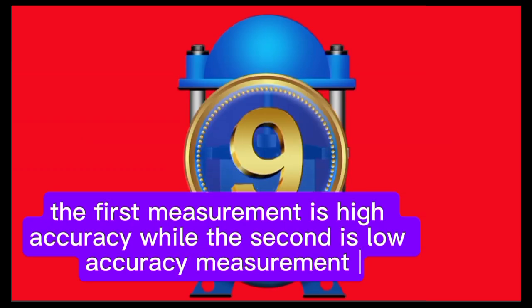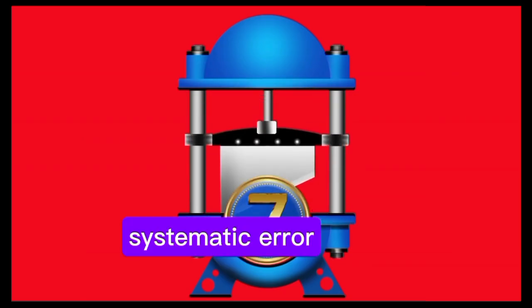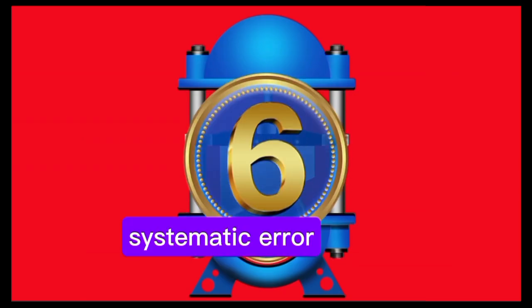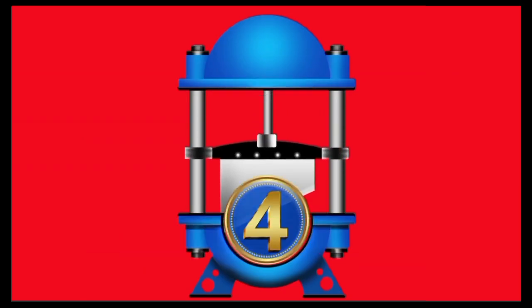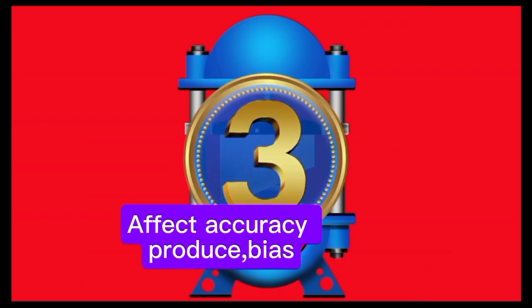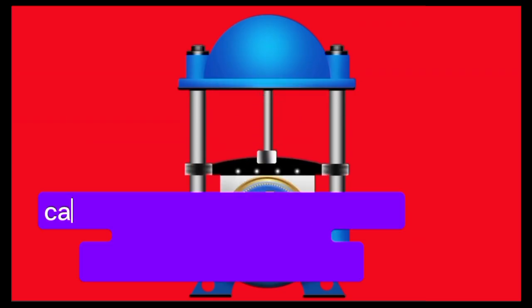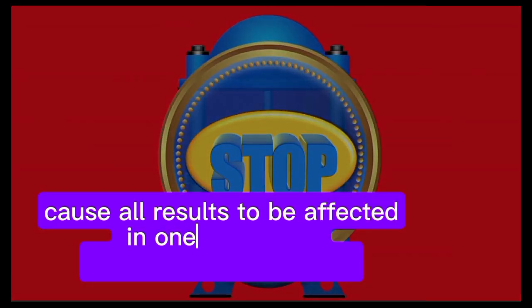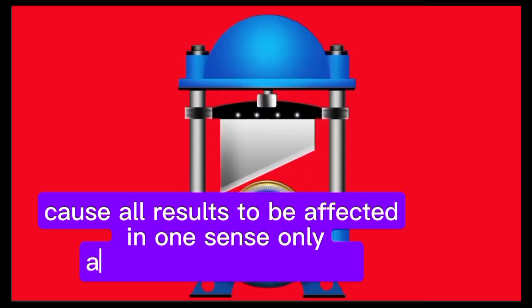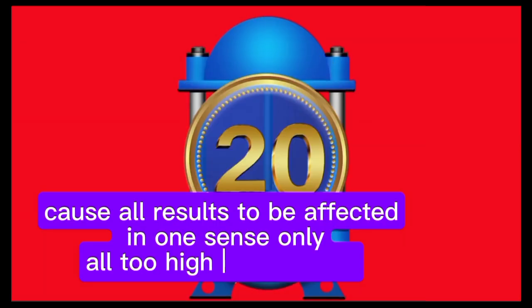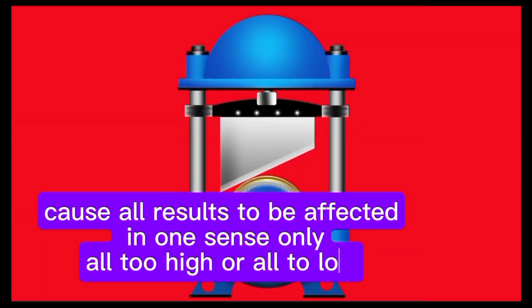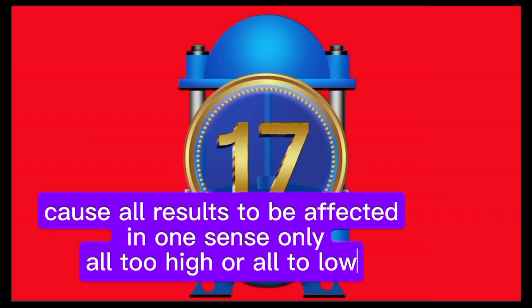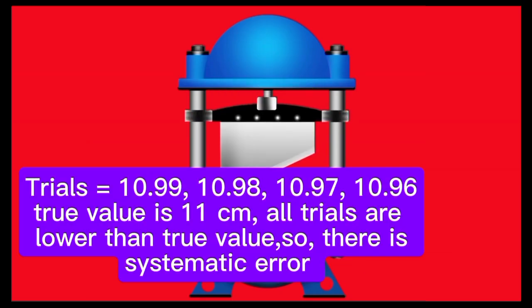Let's see systematic error. Systematic error is produced by bias or inaccuracy, causing all results to be affected in one sense only, all too high or all too low from the true value. Let's take a specific example. The true value is 11 centimeters. We have 4 trials: T1 is 10.99, T2 is 10.98, T3 is 10.97, T4 is 10.96.